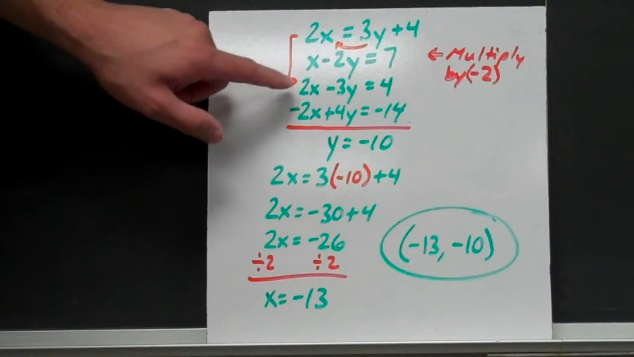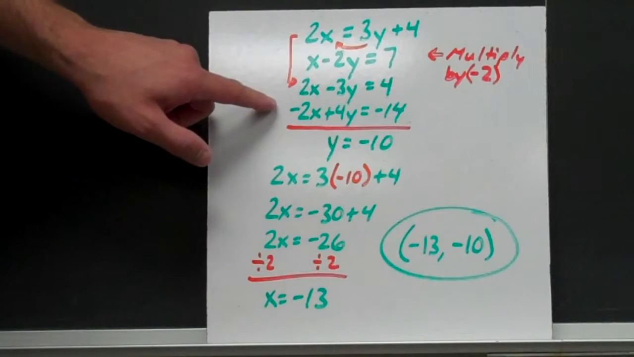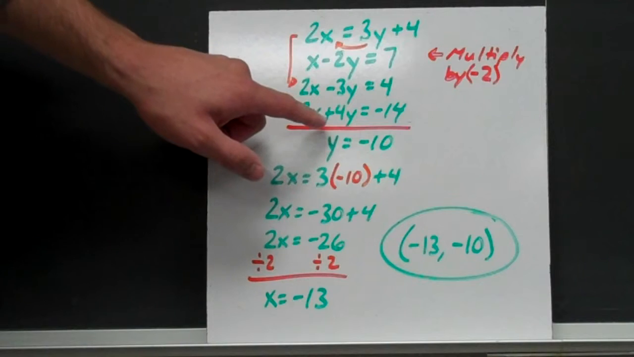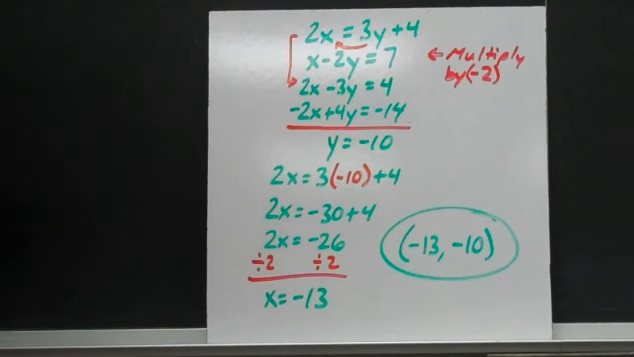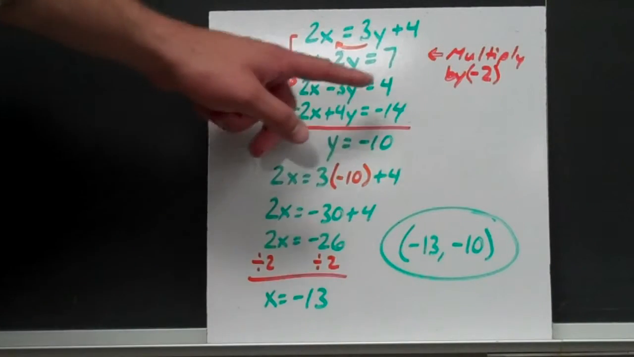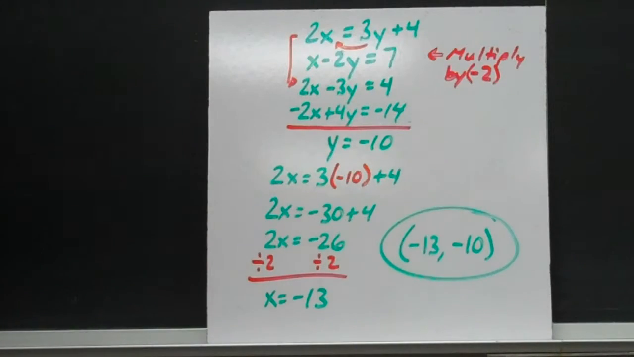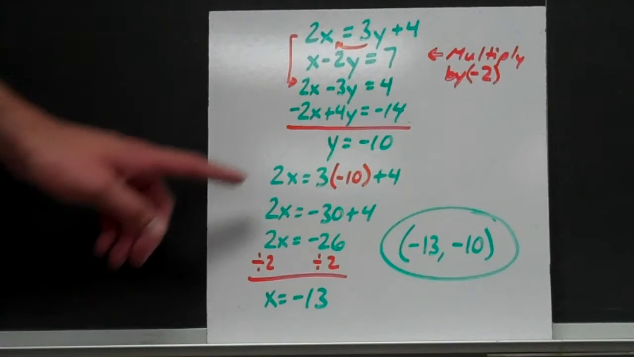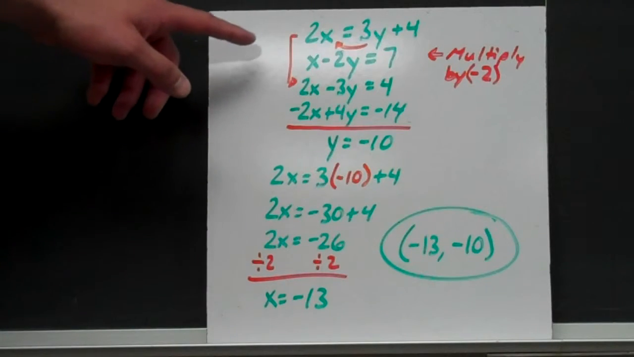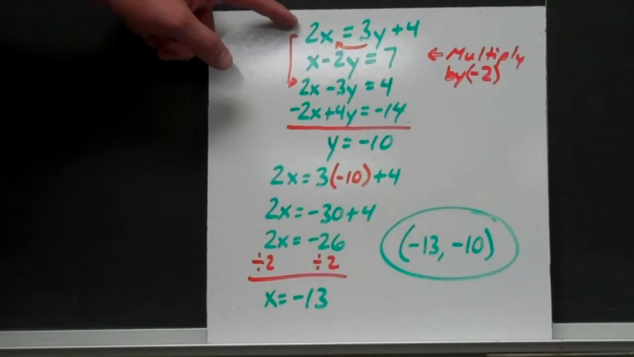Now, the 2x and the negative 2x cancel each other out. Negative 3y and positive 4y leave us with positive 1y. And 4 minus 14 is negative 10. So we have y equals negative 10. To find our x value, then, we go back and we plug it into one of these equations up here. I chose the first equation.